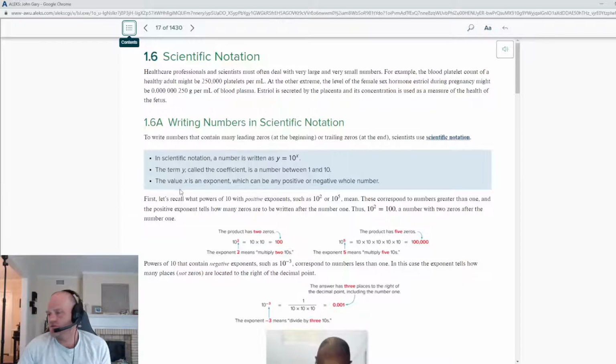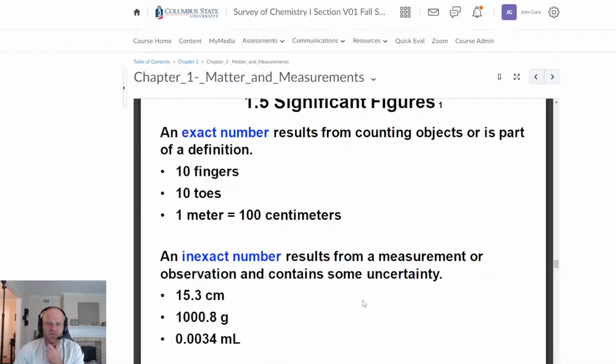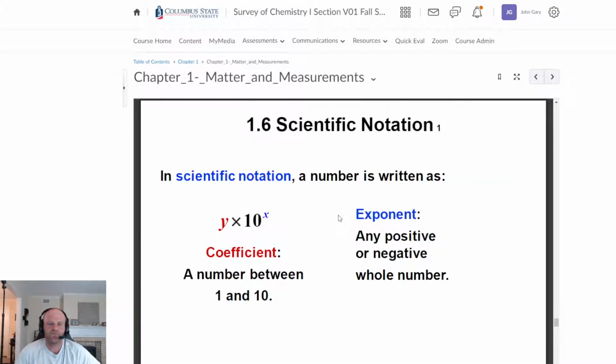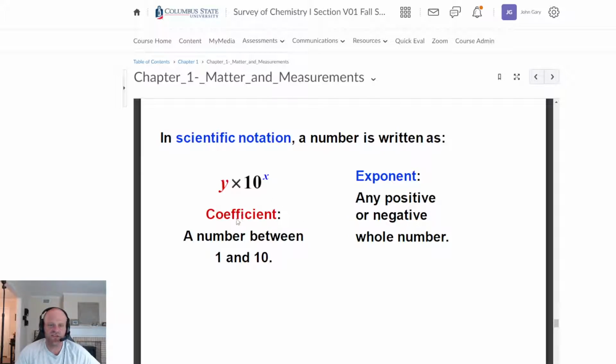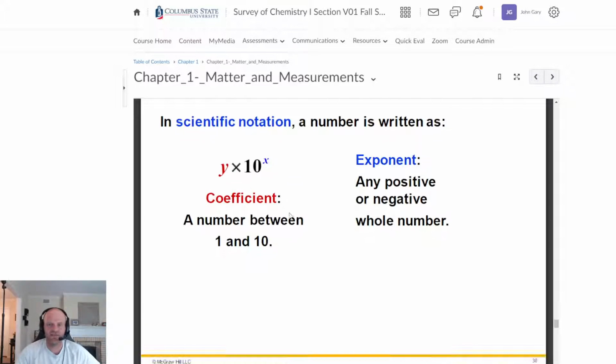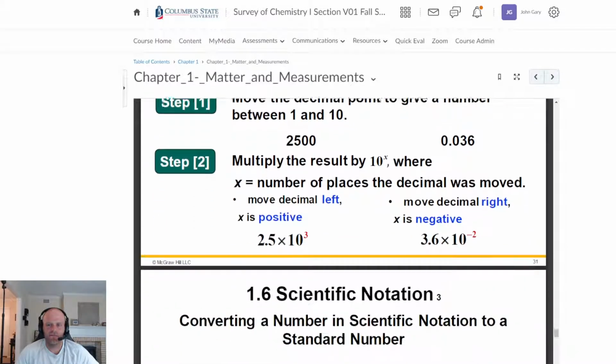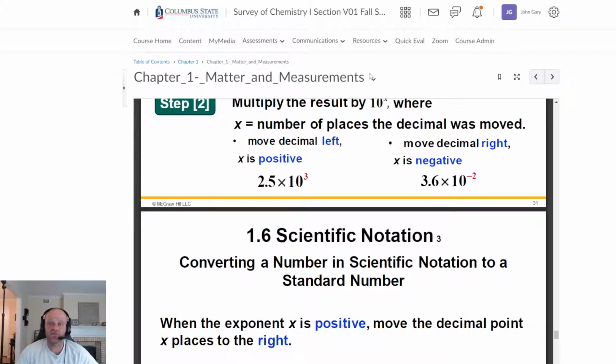Let me go back to the PowerPoints just to see what they have for this section. Okay, so this is good. The coefficient is the number that is in front, and the exponent is the power that 10 is raised to. A lot of the time it's just moving the decimal. Let me pull back up my paint and show y'all this.